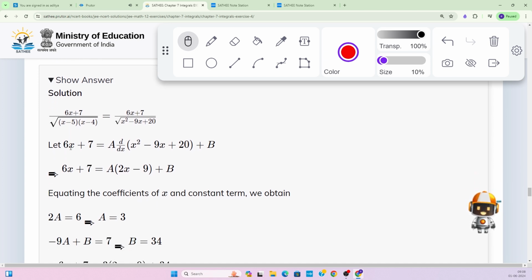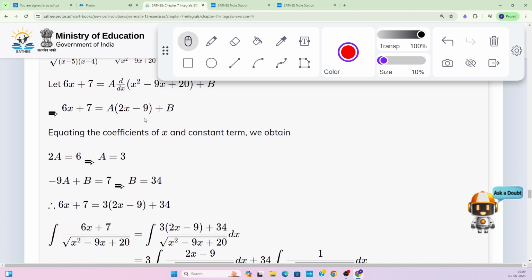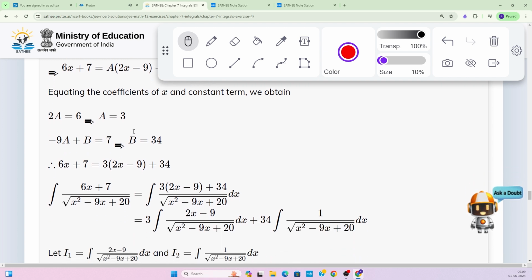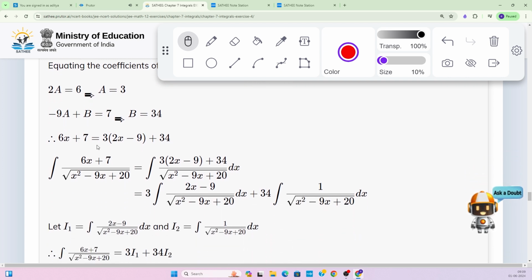Now the same approach. Take the numerator equal to a times the derivative of the thing inside the root plus some constant. You will have 6x plus 7 is equal to a times 2x minus 9 plus b. After comparing, you will have a equals 3, b equals 34. This means the numerator can be rewritten in this form, and after rewriting it you will have this as your integration.